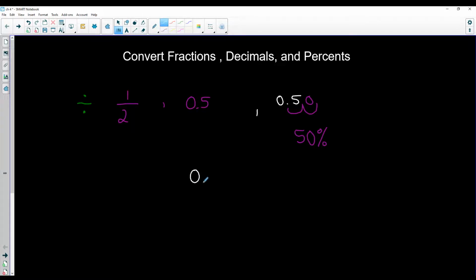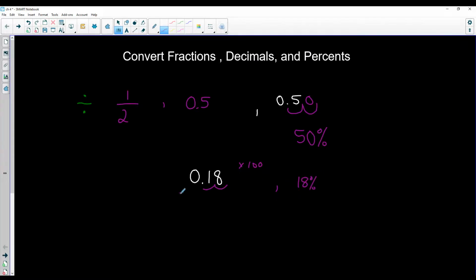If I had the decimal 0.18, and I said, well, what is that as a percentage? Easy peasy, multiply it by 100. And another way of multiplying by 100 is to move the decimal 2 spots to the right. So in this case, it'd be 1, 2. So 0.18 is equal to 18%.